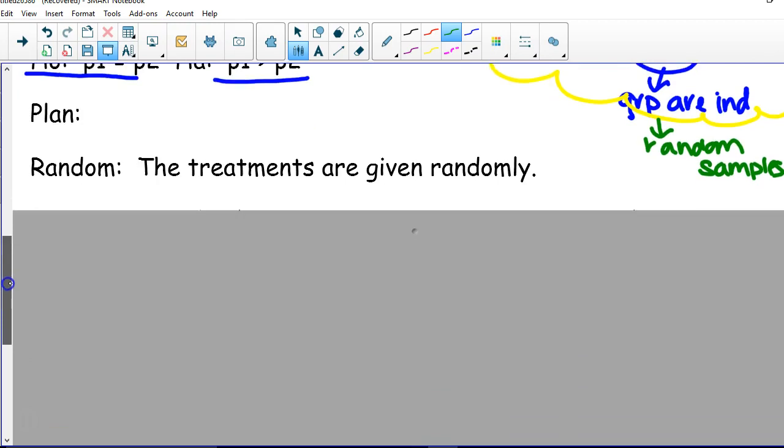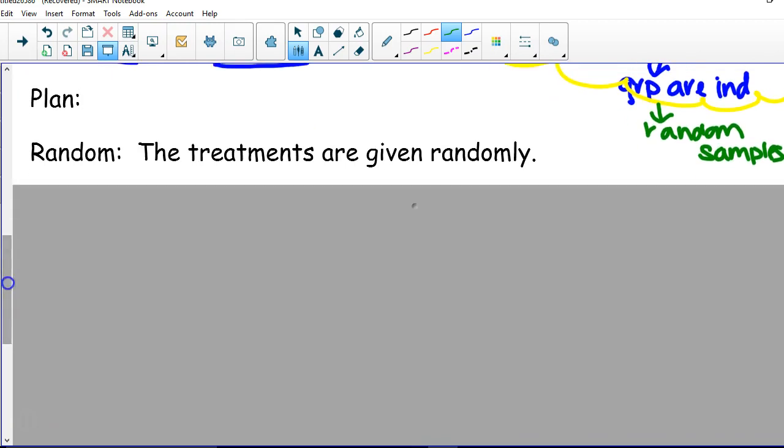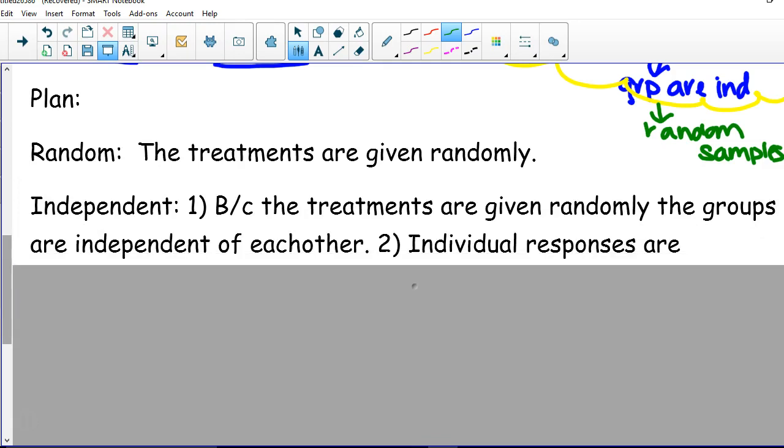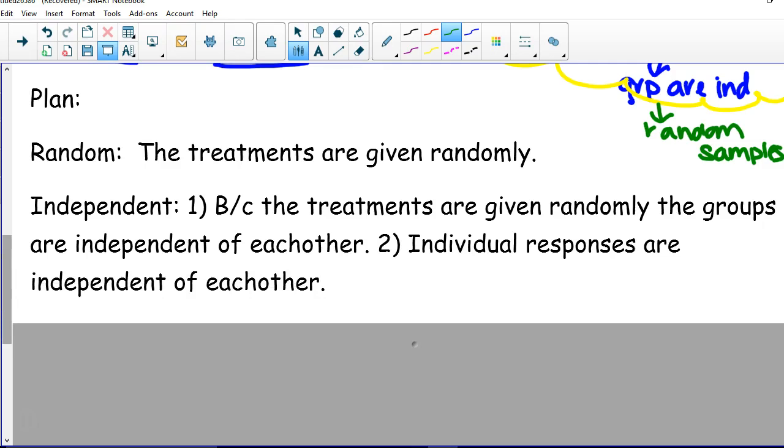The two things, and our interval was the same way, the previous video I made. Independence: number one, because the treatments are given randomly, the groups are independent of each other. Number two, individual responses are also independent of each other. Okay, so this happens only with experiments. We're volunteers in a study. Anything where treatments are given randomly.